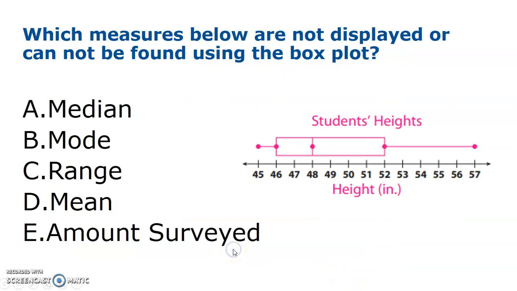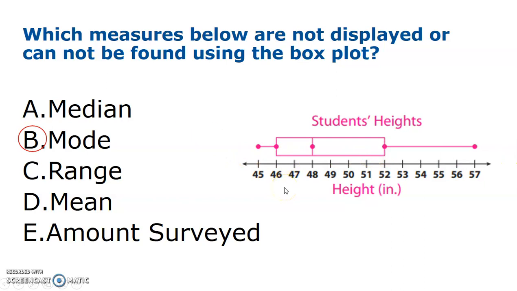All right, so let's think about this. Which measures below are not displayed or cannot be found using the box plot? Were we able to find the median? Yes. It was that line in the box. It was at 48 inches. Were we able to find the mode of these students' heights? No, because we don't know the actual data set. We just know where it starts, where it ends, and how spread out it is. So we can't find the mode.